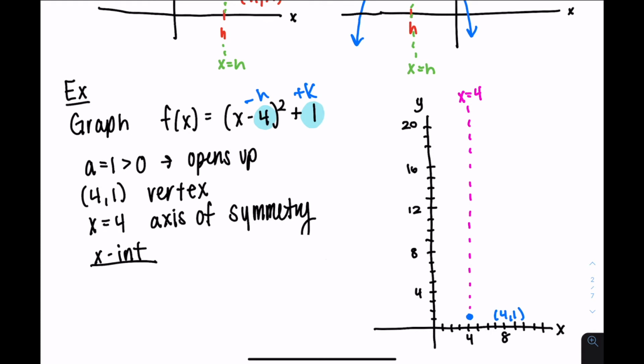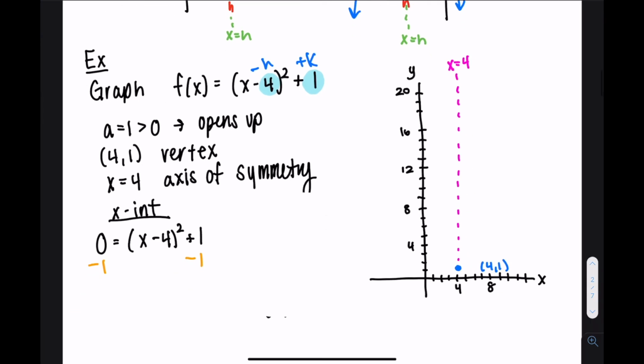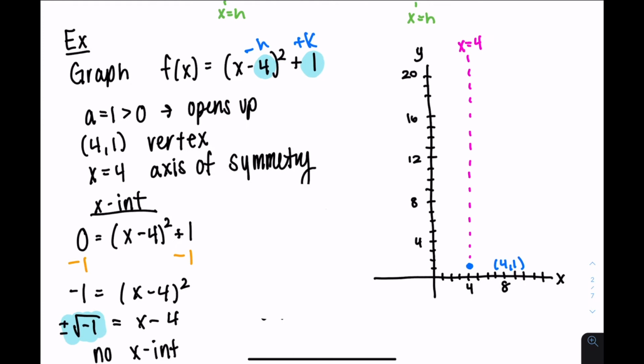So let's start with the x-intercepts. That would mean that y has to equal 0. So if we try to solve this, we'll go ahead and subtract 1 from both sides. Well, that's going to give us (x minus 4) squared is equal to negative 1. If you take a square root and get a plus or minus, you really end up with imaginary numbers over here. So because of that, there's going to be no real x-intercepts. So I'm not going to be able to actually plot them.